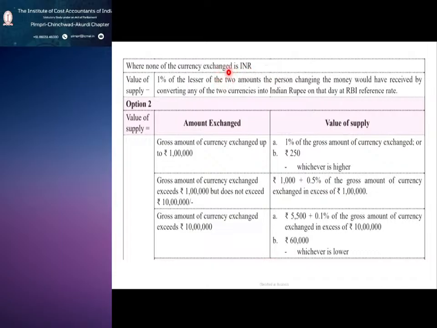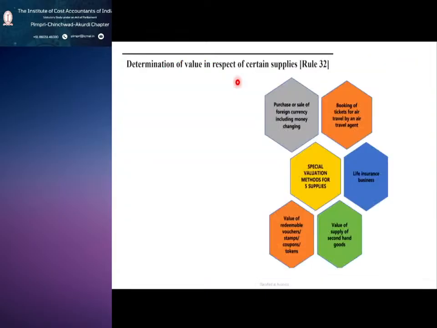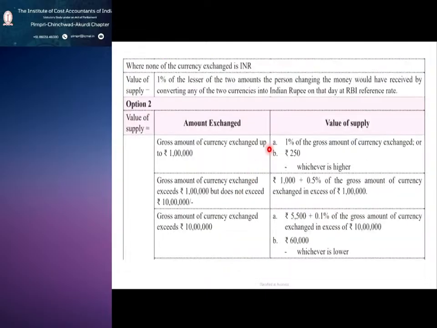Now have a look at the study material. So we are seeing all these three scenarios. First one is where you have the RBI exchange rate. Second scenario where you don't have the RBI exchange rate. Third scenario, it is a cross currency. None of the currency is exchanged in INR.